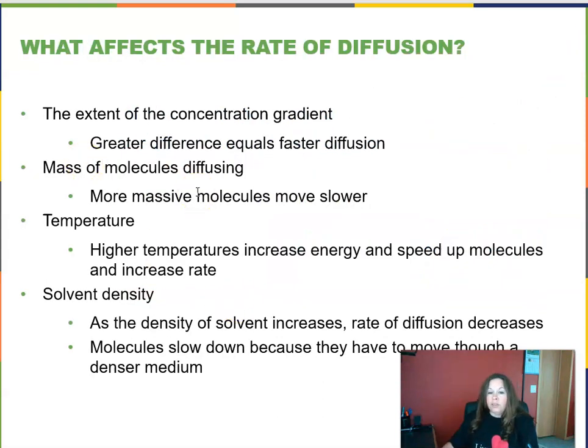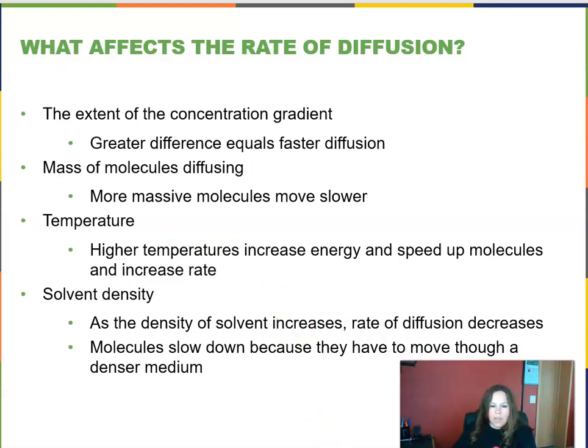The mass of molecules diffusing can have an effect on the rate of diffusion. Of course, more massive molecules will move slower. Temperature: a higher temperature means more energy, so that speeds up molecules and therefore increases the rate of diffusion. And then solvent density. As the density of solvent increases, the rate of diffusion decreases. Molecules will slow down because they have to move through a denser medium.